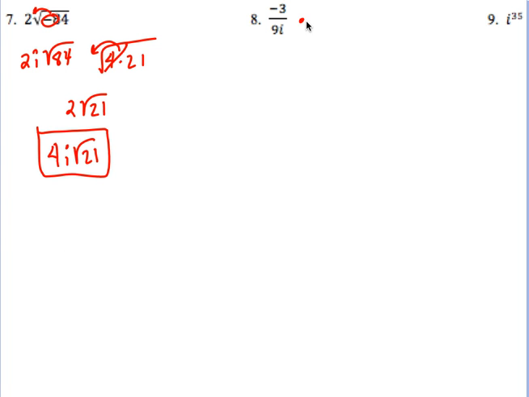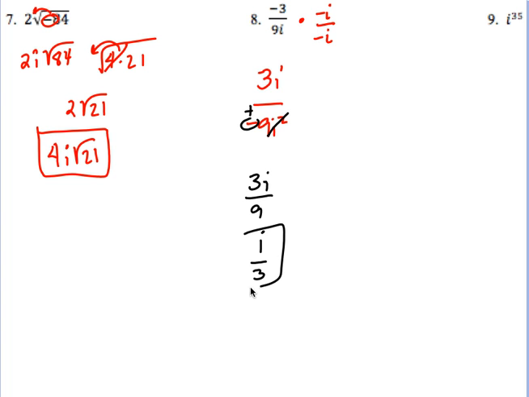For number 8, you could have done it several ways, but I think the easiest way is just multiplying by, if it was a negative i, you would have multiplied by positive. But since it was positive, you multiply by negative. So that gives you a positive 3i on top and a negative 9i squared on the bottom. But again, remember, i squared is negative 1, so that changes. So you get 3i over 9, which reduces to i over 3.